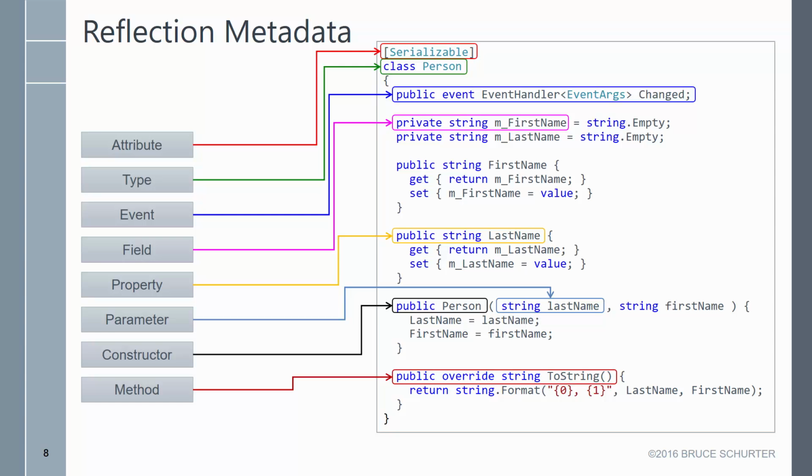So these are the basic object types that are in your code already. And one thing that's interesting is most of these will have a corresponding event info, field info, or property info class, which will then represent one of these constructs.